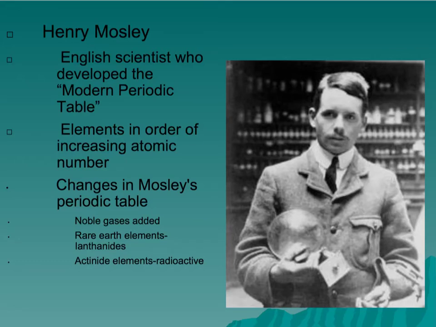Henry Moseley was an English scientist, and he developed the periodic table that we know now, so the modern periodic table. So he kind of built upon Mendeleev's. And he put the elements in order of increasing atomic number. Other changes that he made to the periodic table was that he added the noble gases. He added the rare earth elements called the lanthanides, and also the actinide elements, which are radioactive elements.